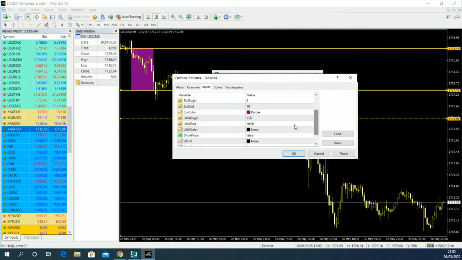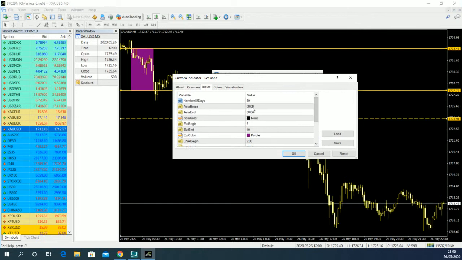The third option that is available to us is the US session. Do you want to trade the US session for this strategy? No, we don't want to trade it. Therefore, we set the color to none. Even though you put time here, it wouldn't show on your chart because the color is none. That's why the only thing showing on your chart is this purple color, which is the European session.